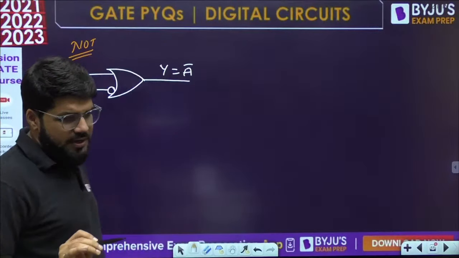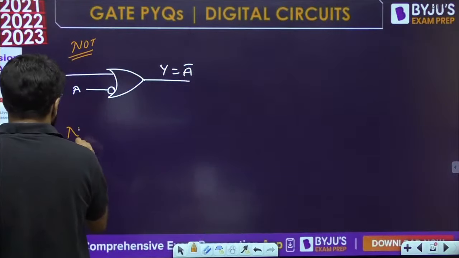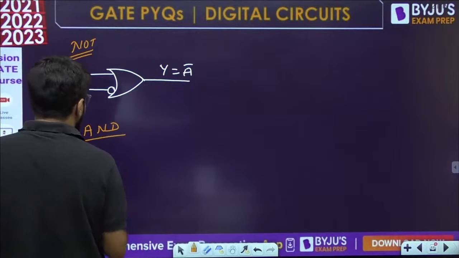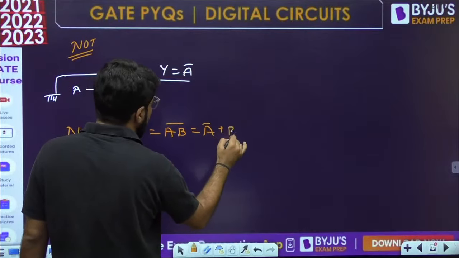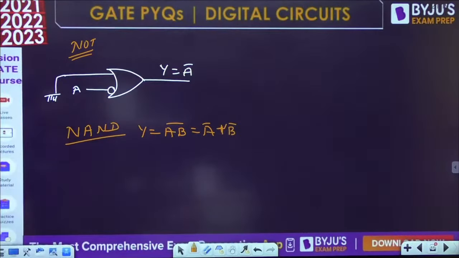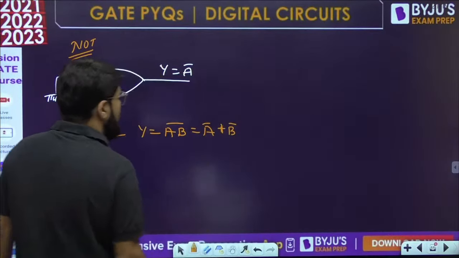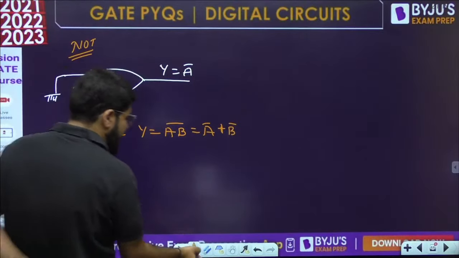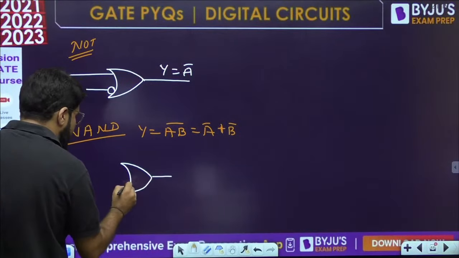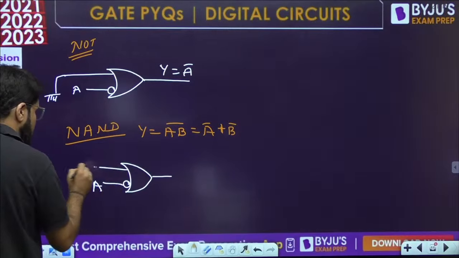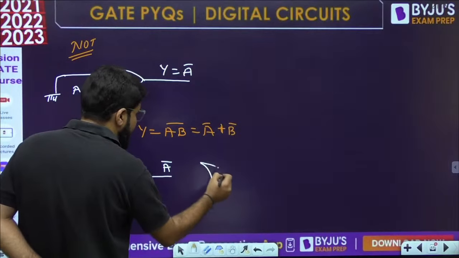Now I have the NOR gate given to you. Think about what is the meaning of NAND. NAND means Y equal to AB whole bar, which means A bar plus B bar. I only want A bar. So what I'm going to do now? I will first use this NOT gate that I have drawn for you. I'm going to first complement A. This gives me A bar. And I'm going to use another gate D.